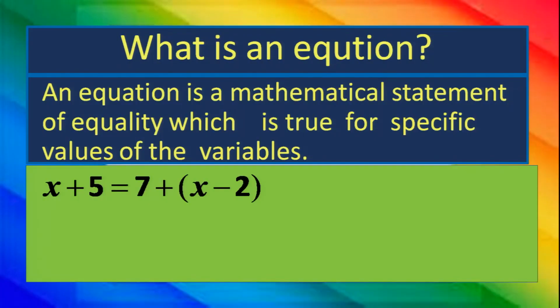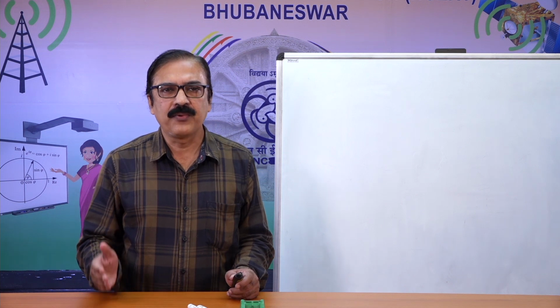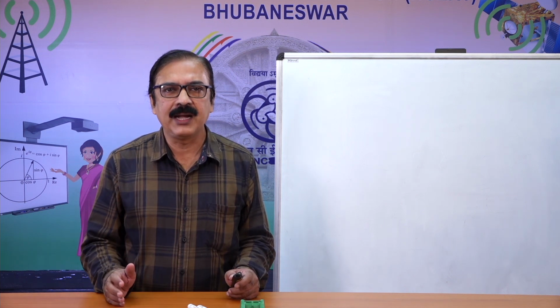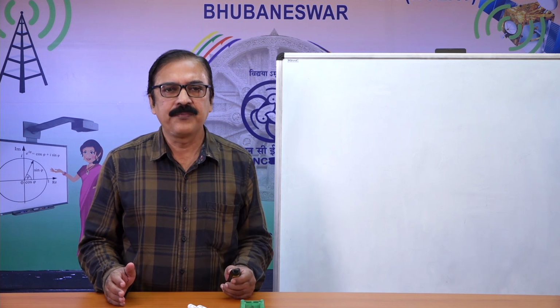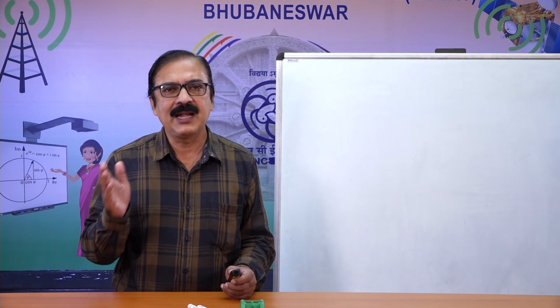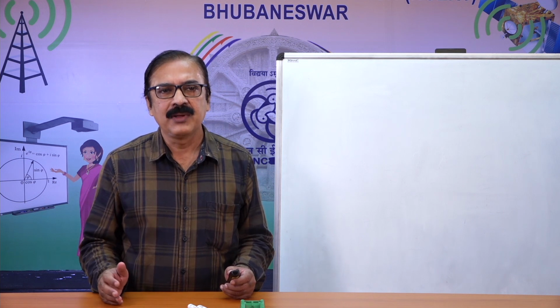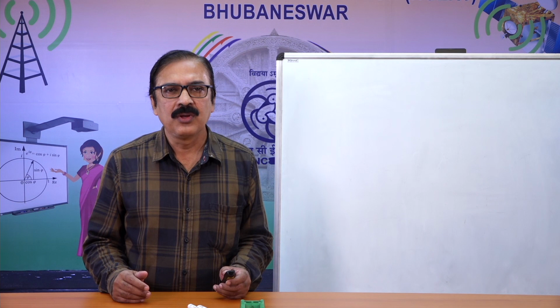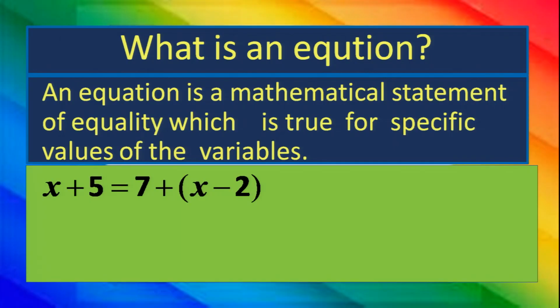x plus 5 is equal to 7 plus x minus 2. If we put the value of x as 1, then the left hand side gives 6 and the right hand side also gives 6. If we put the value of x as 0, the left hand side gives 5, and the right hand side again gives 5. That means this statement is true for both the values of x. So we cannot say this to be an equation.